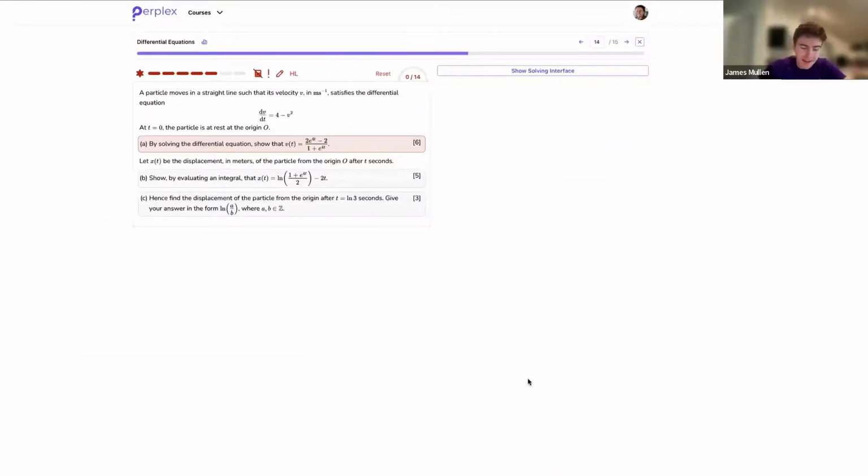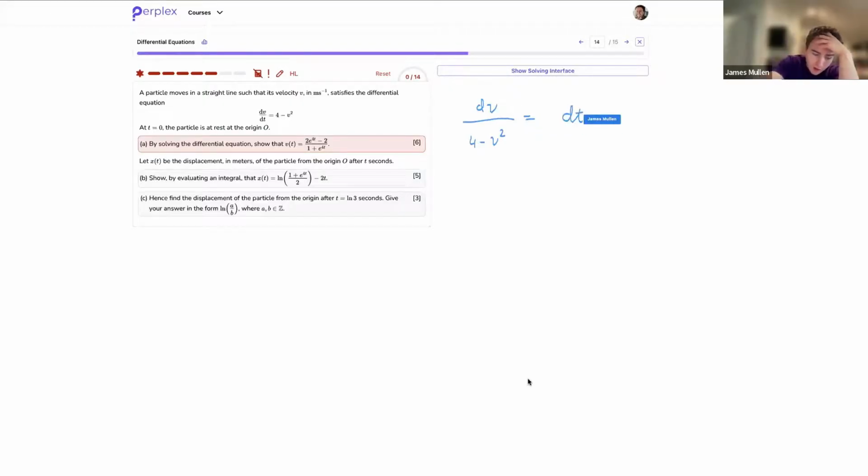And now we have a kinematics question in this next part. We are told that a particle is moving in a straight line such that its velocity, v, in meters per second satisfies the differential equation dv by dt is equal to 4 minus v squared. Okay? So first thing I'm going to do is solve this differential equation, and it's a separable differential equation. So I can write dv over 4 minus v squared is equal to dt.